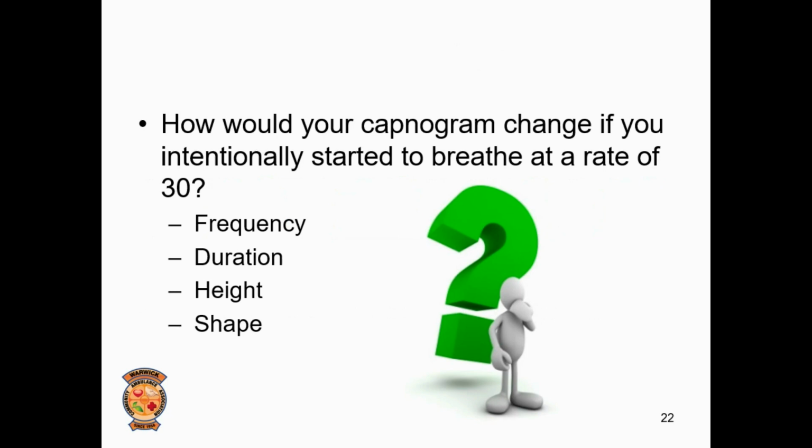What would you change if you started intentionally breathing at 30 breaths per minute? The frequency would definitely increase. The duration would decrease, meaning that phase 3 would be shorter. The height would decrease, but why? As the respiratory rate increases, you blow off CO2, so the amount of CO2 would decrease on the capnogram. What about the shape? You're right, it would stay about the same, hopefully still square.